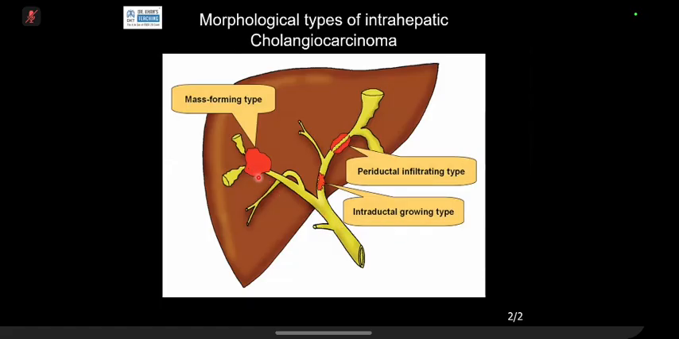Cholangiocarcinomas can be these types. Mass forming is intrahepatic cholangiocarcinoma, periductal, and intraductal growth. So this can be peripheral also. It can go anywhere. I'll show you in the biliary, cholangiocarcinoma of the biliary duct. We are talking about mass forming cholangiocarcinoma.